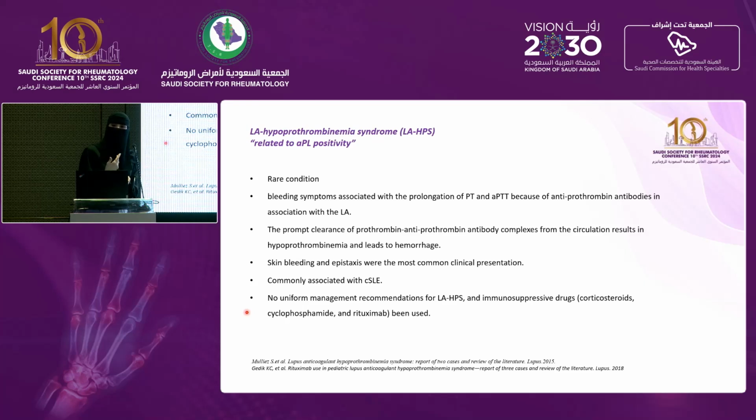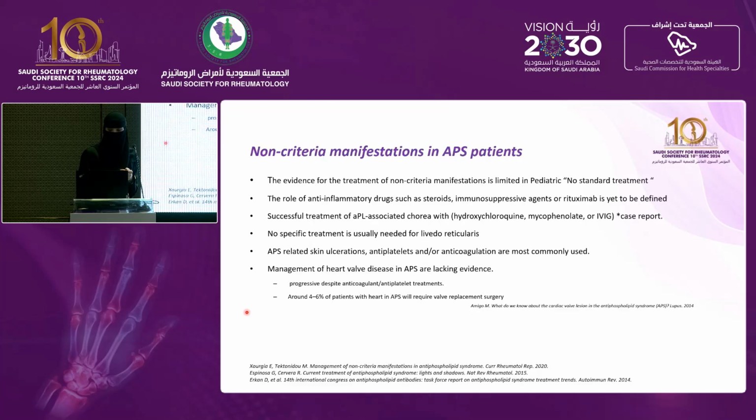Those patients require immunosuppressive treatment like corticosteroid, cyclophosphamide, and sometimes rituximab. Still, the evidence is coming from adult literature rather than pediatric. So what about the non-criteria or non-thrombotic manifestations of antiphospholipid syndrome? There is no standard evidence for treating those patients, so each patient will be treated accordingly. There is a successful case report of a patient presenting with chorea secondary to antiphospholipid antibody positivity, who was treated with hydroxychloroquine, MMF, and IVIG.